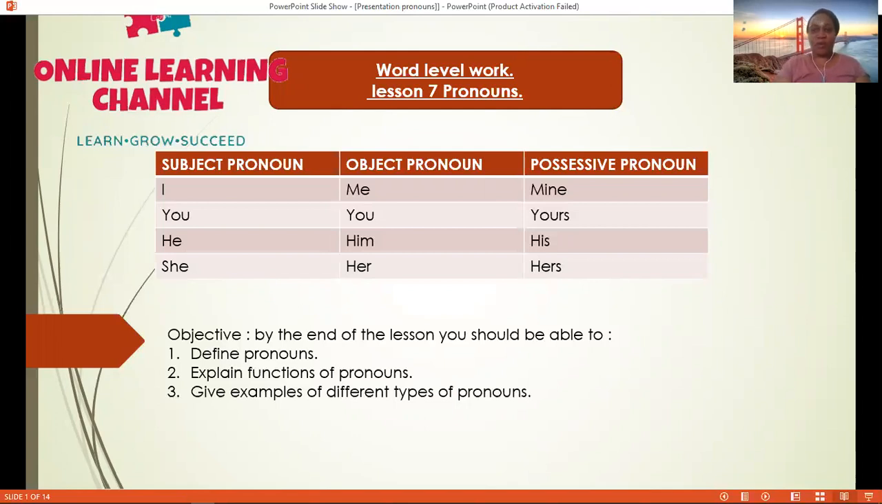Just to remind you, I know we are well aware of what pronouns are, but most probably we have just forgotten. Our objectives for this lesson, by the end of the lesson, you should be able to define pronouns. That is number 1. And number 2, explain the functions of pronouns. And you must be able to give different examples of types of pronouns. And of course, you must be able to identify them from a text. Those are our objectives for our lesson today.